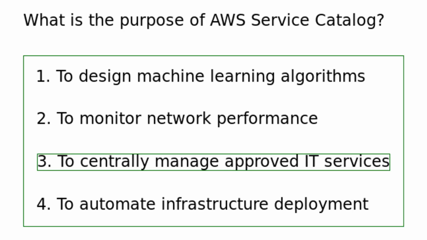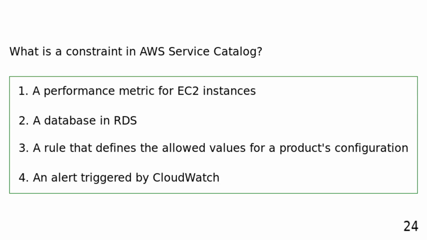AWS Service Catalog allows organizations to centrally manage approved IT services, including everything from virtual machine images to servers, software, and databases. What is a constraint in AWS Service Catalog? A performance metric for EC2 instances. A database in RDS. A rule that defines the allowed values for a product's configuration. An alert triggered by CloudWatch.